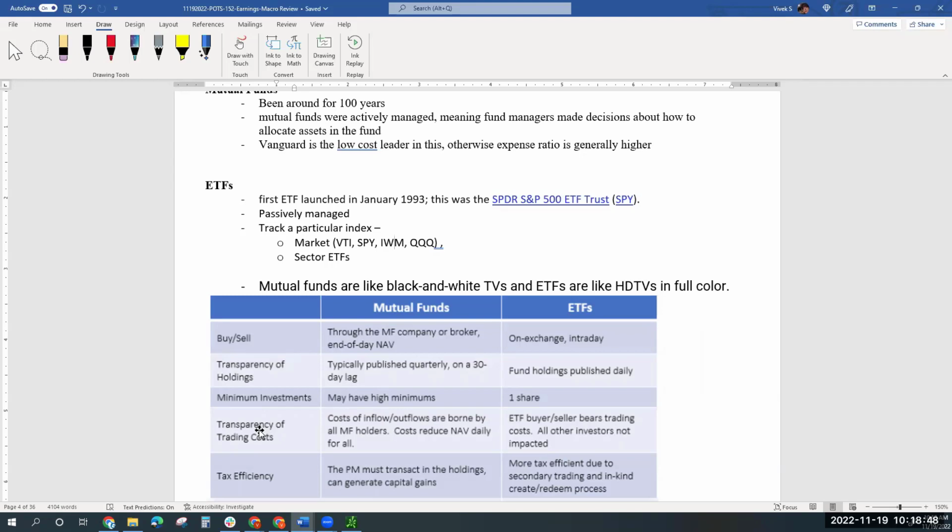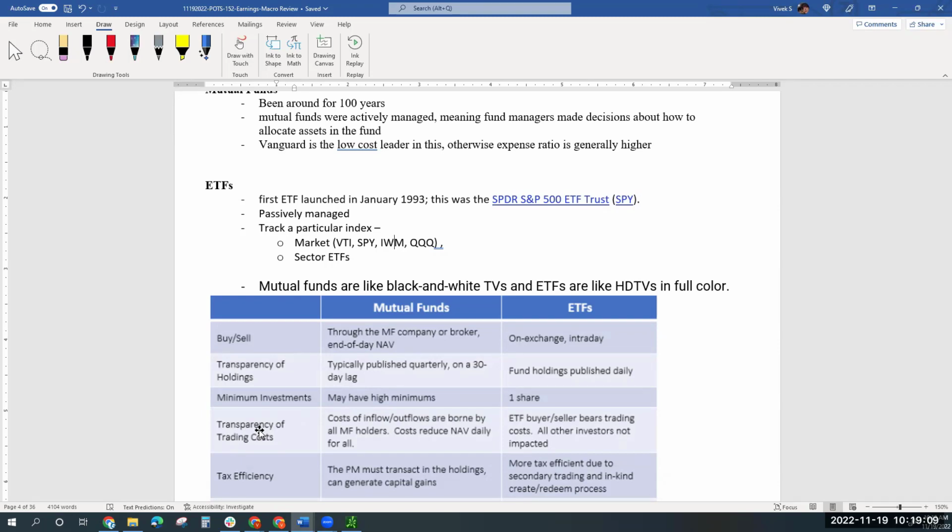So you can buy it any time of a day. You can sell it at any time of a day. It just trades like a stock. Right? If you don't know that it's actually an ETF, from your trading perspective, you won't feel any difference between an ETF and a stock.